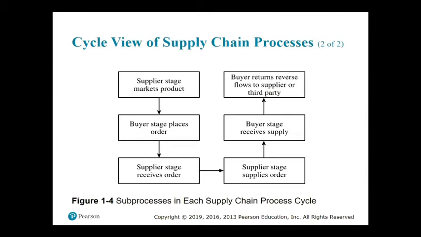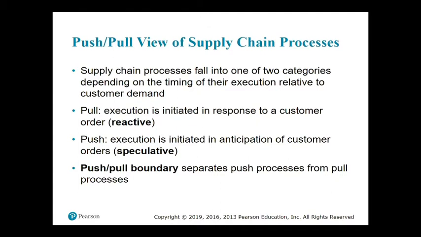Right, so this is the cycle view of the supply chain process. The other view is push versus pull. So push versus pull is basically the difference between make to order versus make to stock. Basically, the difference between push and pull depends on the timing of the execution of these processes in relation to customer demand.